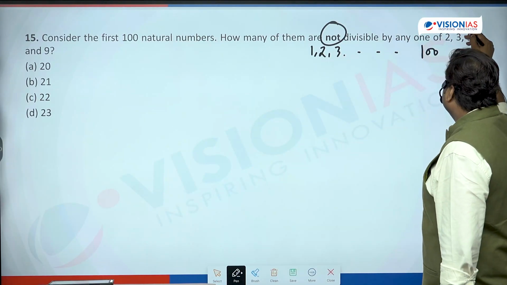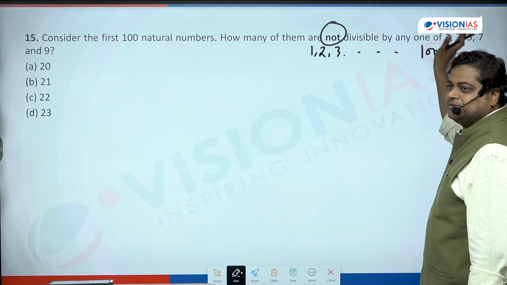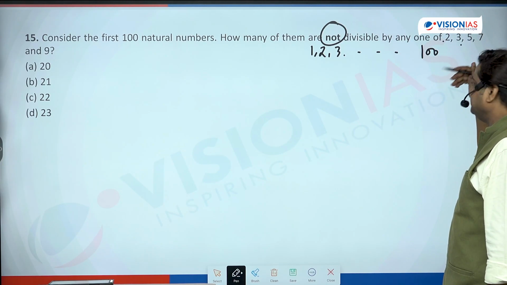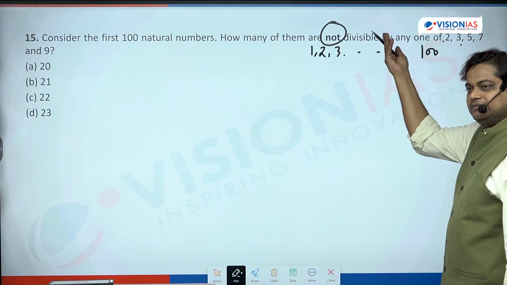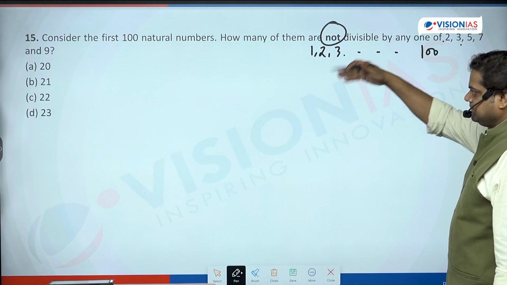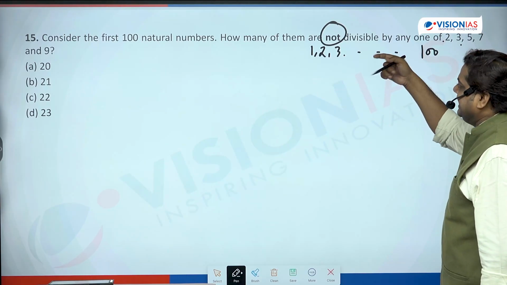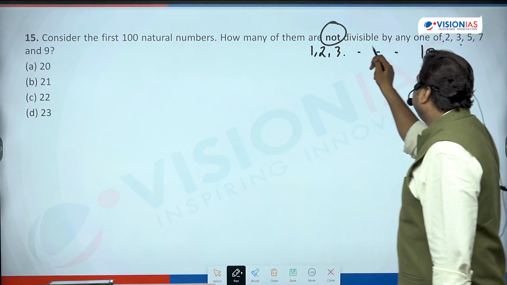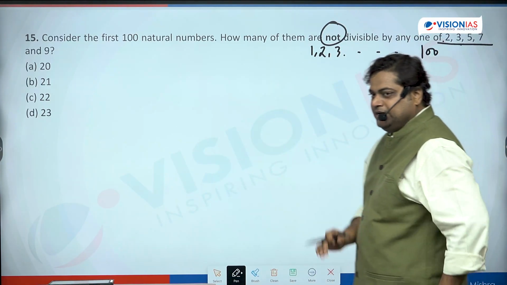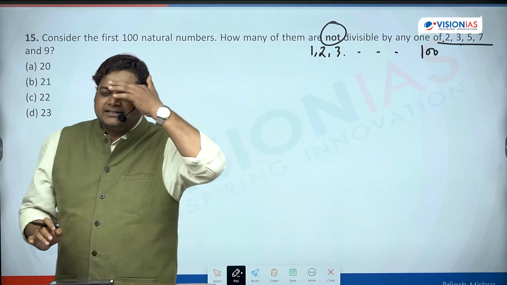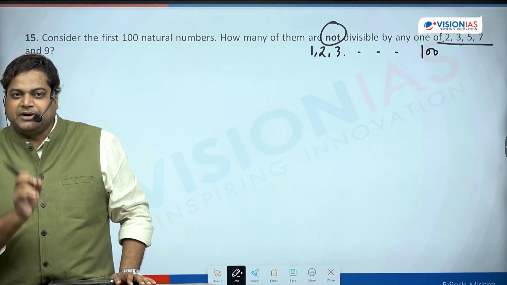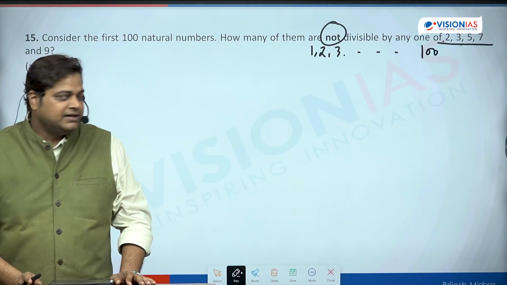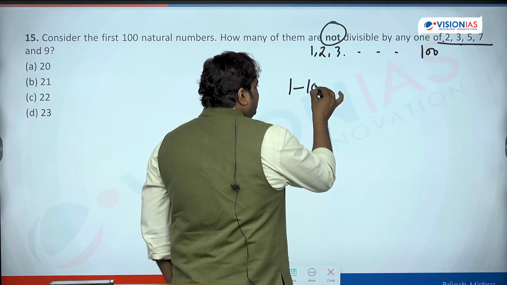So 4 is also divisible because 2 is a factor of 4. 5, 6: 6 is also divisible, 2 and 3 are factors of 6. 7, then 8, divisible by 2, so 8 is excluded. Then 9, 3 into 3. So they are asking for numbers not divisible by any one of these. Basically the idea is they are asking for the prime numbers, because prime numbers are divisible only by themselves or 1. Correct? So how many prime numbers are there from 1 to 100?